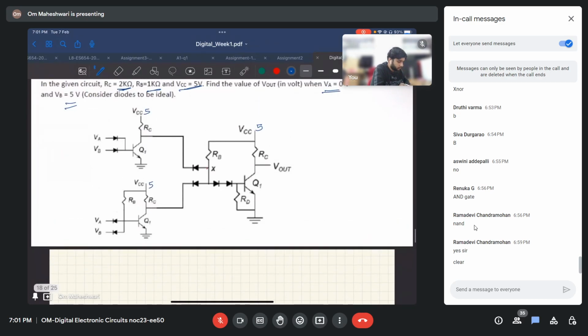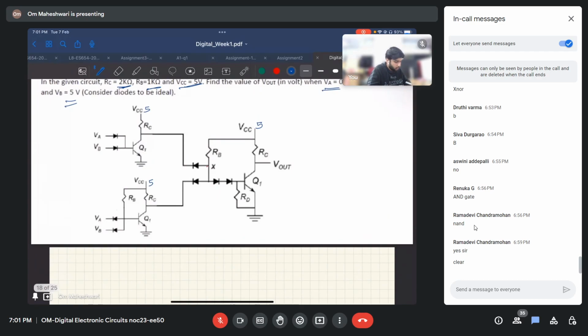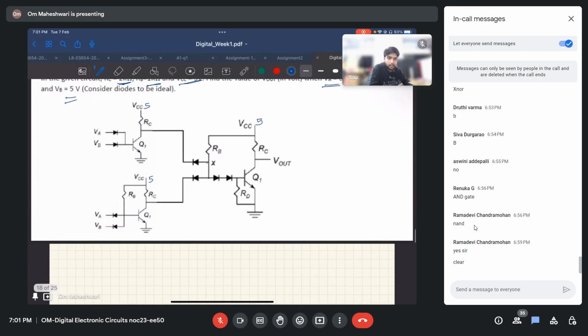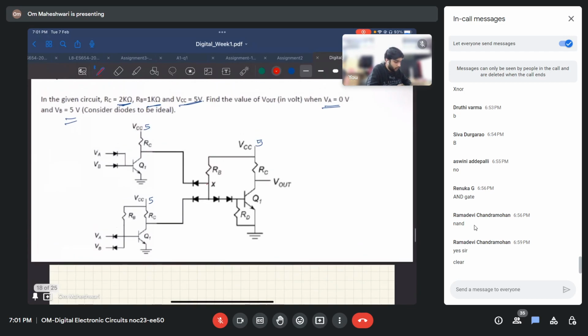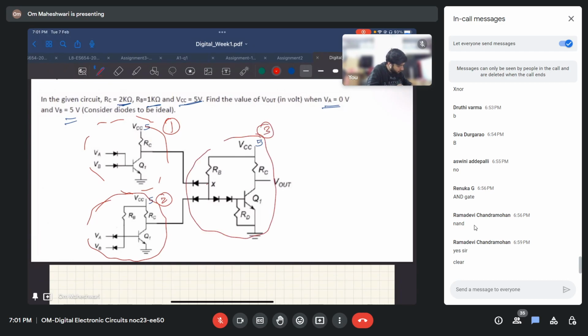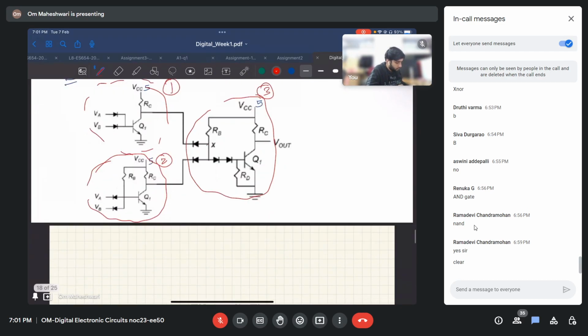So, how should we do this? Let us just try to find what these individual gates are. So, this is one gate, let's name it 1. This is another gate, 2, and this is another gate, let's call it 3. So, what is the first gate?